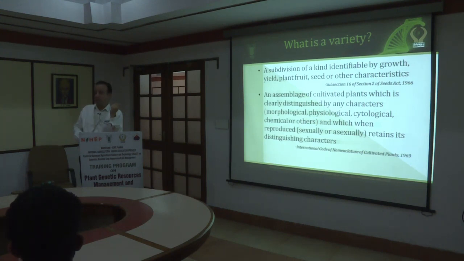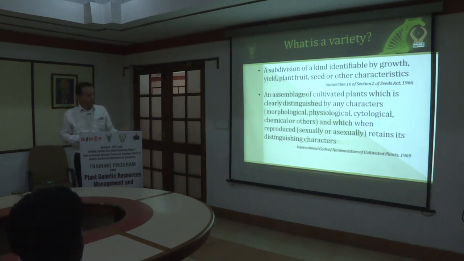Okay. So these have different connotations. From farmer's point of view, variety is different. From botanical angle, variety is different. Okay. So we can define varieties as subdivision of a kind identifiable by growth, yield, plant fruit, seed, or other characteristics. This definition is as per the Seeds Act of India 1966.